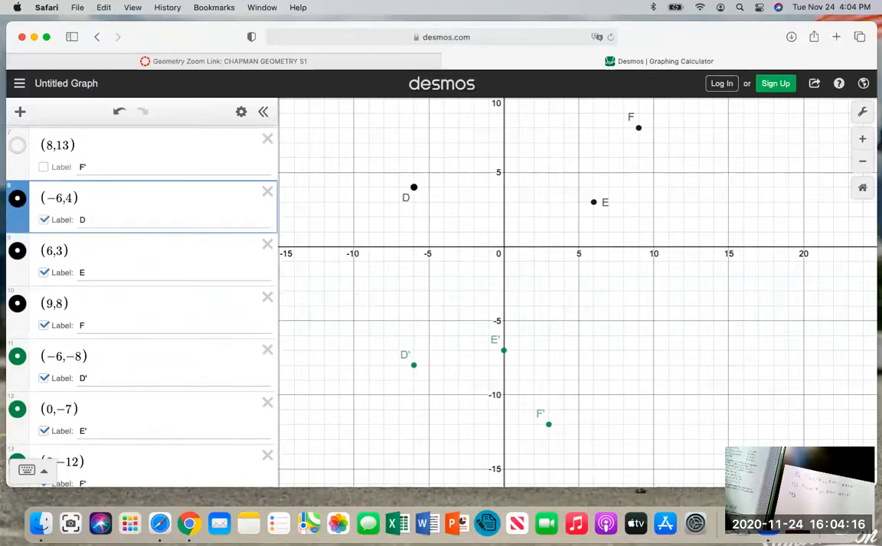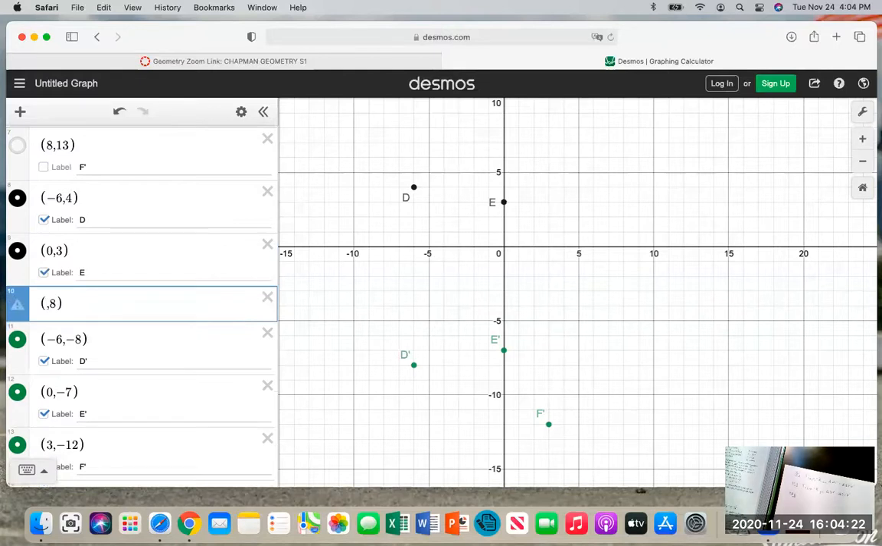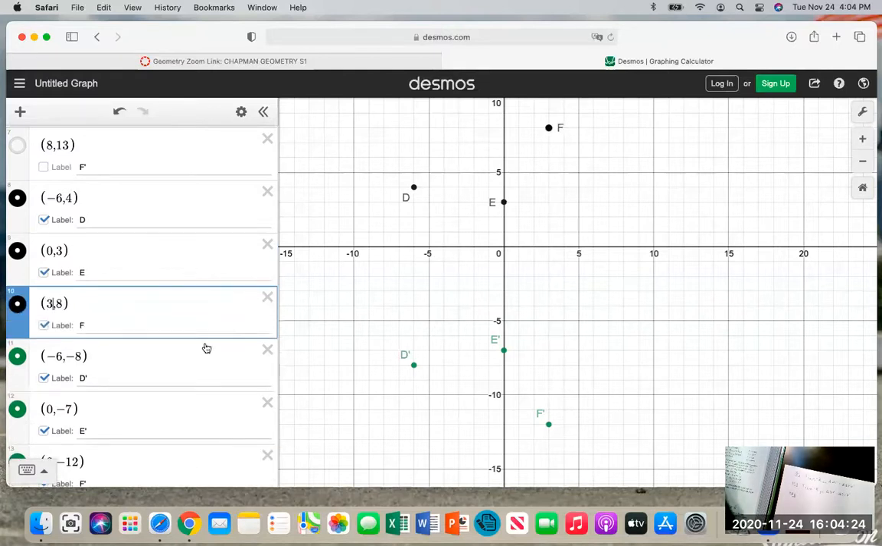So 0 minus 6 is negative 6. 6 minus 6 is 0. 9 minus 6 is 3. Take a look. It looks like each of these points are stacked right on top of each other. And if I created a line across the middle, somewhere I'm guessing around y equals negative 2, that should satisfy our line of reflection.